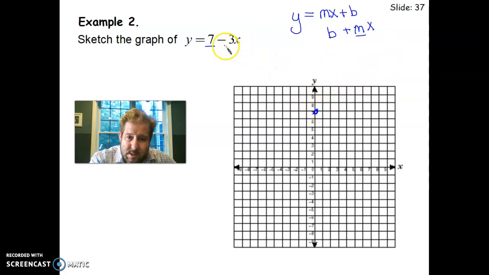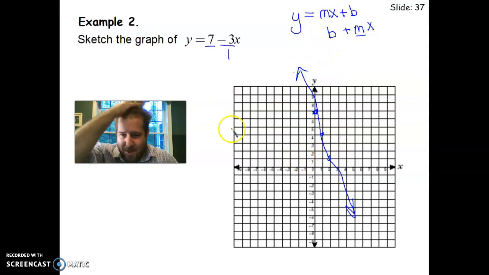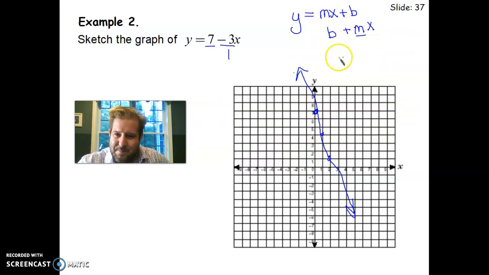Remember, -3 as a slope is like down 3, right 1. So -3 over 1. 1, 2, 3, right 1. 1, 2, 3, right 1. And that is what your line is going to look like. Keep in mind it would normally be straight. I'm writing freehand. It's a little hard to make straight lines. All right, so there is our graph.